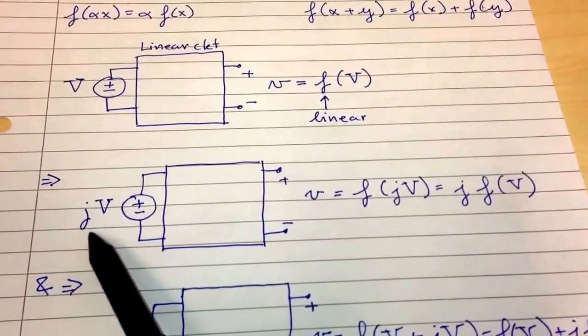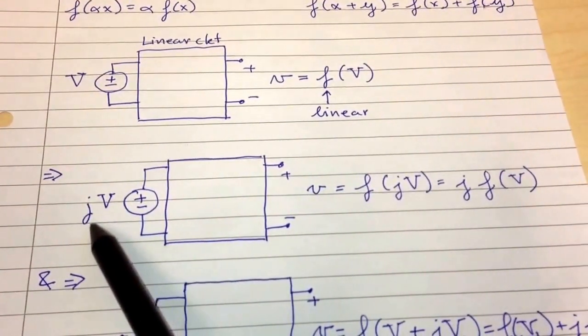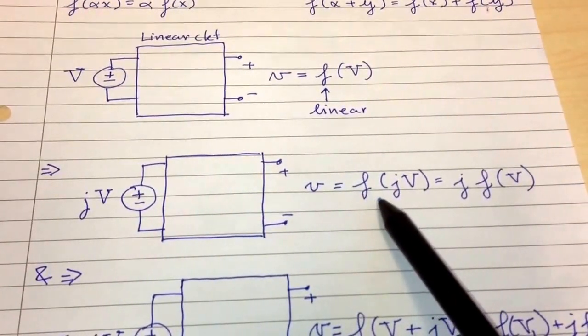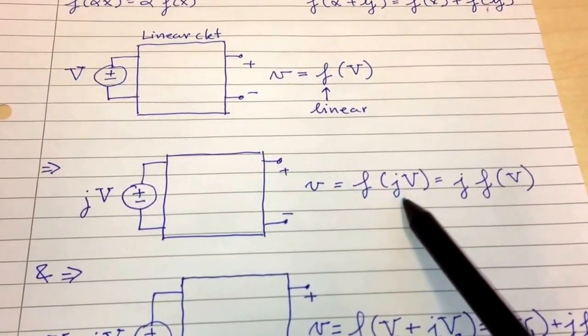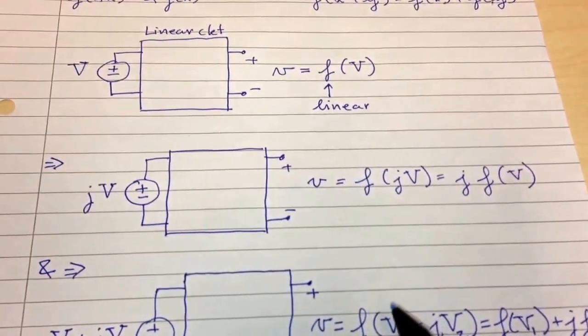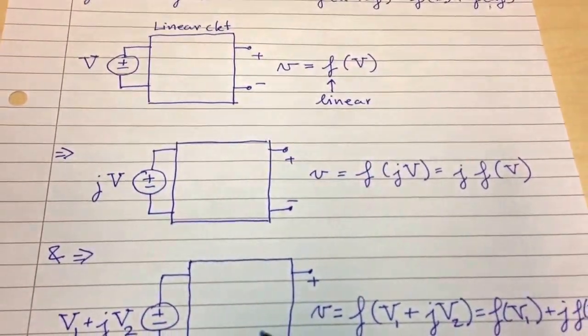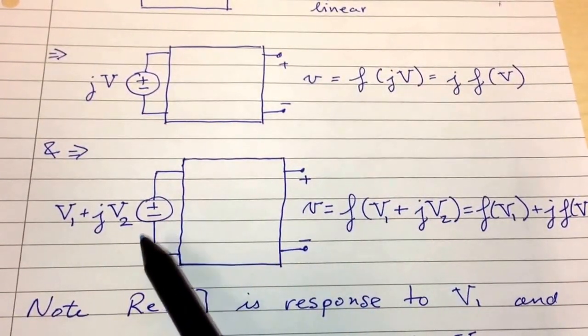So if we think of, say, a purely imaginary drive, so V is real, take J times V as the drive, well then if we just blindly apply these principles, we see that the function of this imaginary drive is purely imaginary. It's J times the function of the drive. And similarly, this real drive had a real output. And what that means is basically the real and the imaginary parts stay separate in solving the problem.